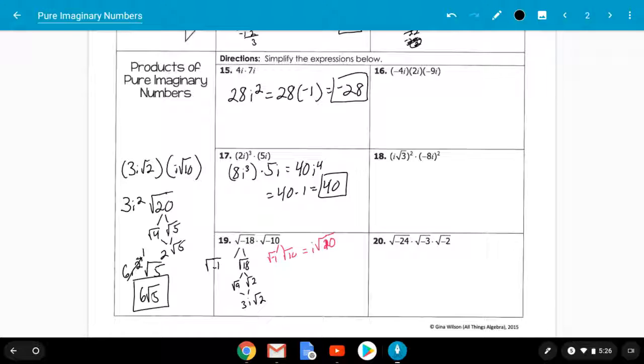And to me, that's pretty interesting, that I was able to start with something that really doesn't exist, and I got a real answer. So to me, that's pretty cool. All right, so that's how you do pure imaginary numbers here, and how you simplify negative square roots.